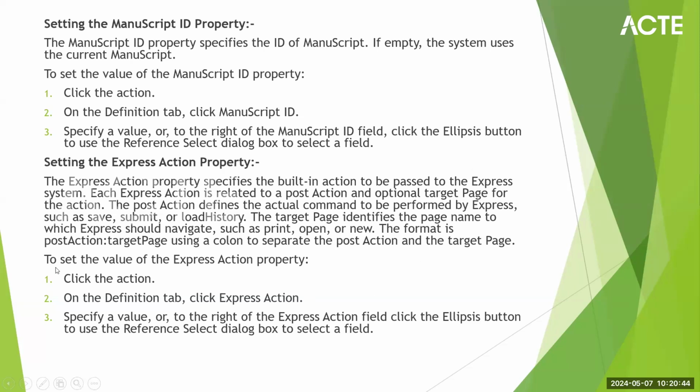So how do you do it? Click on action on the definition tab, click on express action, specify a value, and you can map the respective field ID, which is already in the existing manuscript. These express actions are called post actions because after clicking the button, the action is performed.